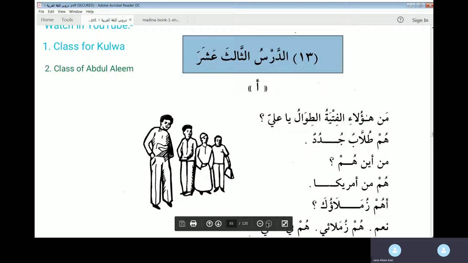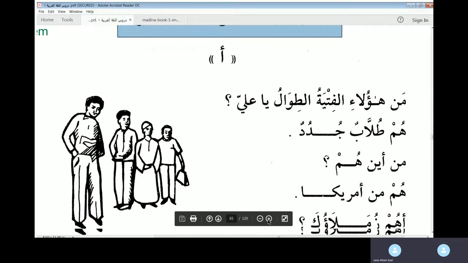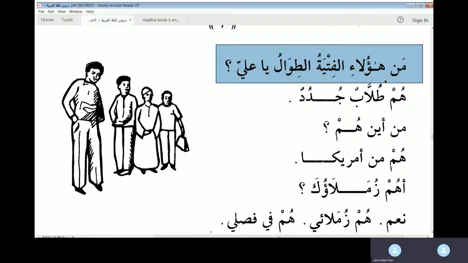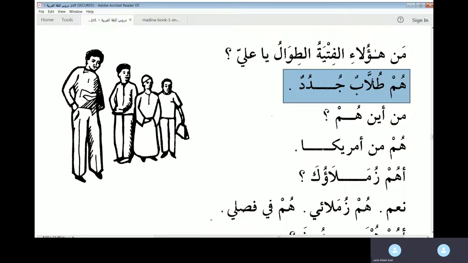Man ha'ulai al-fityatu al-tiwalu ya Ali? Who are these tall young men, O Ali? They are the new students.